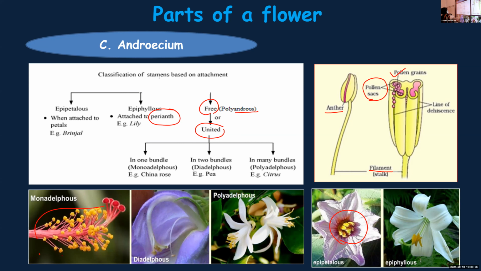See, this is just a single bundle. Here you can see two different bundles of stamens, and here you can see so many bundles, several bundles, and that is found in citrus flowers. Citrus flowers have the polyadelphous condition of stamens, in pea plant two bundles, and in China rose or hibiscus, you can find a single bundle of stamens.